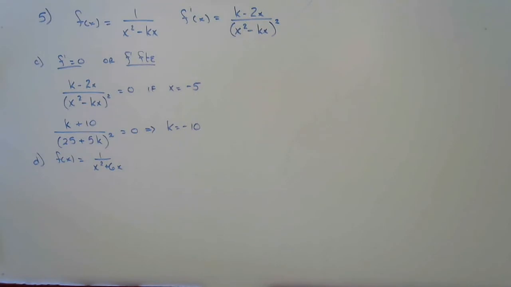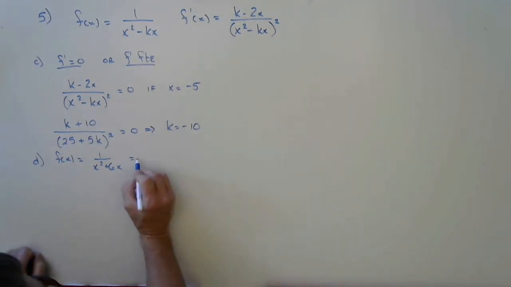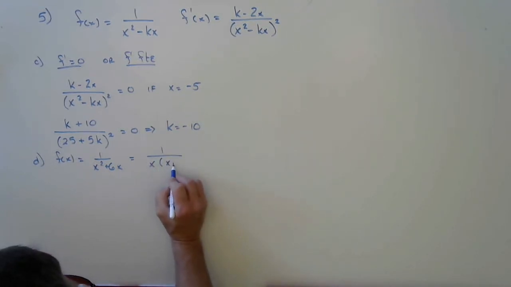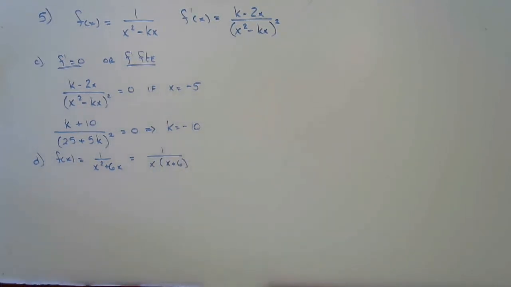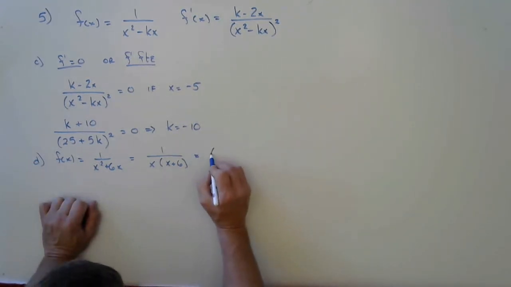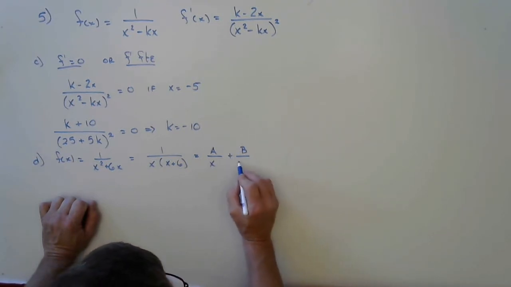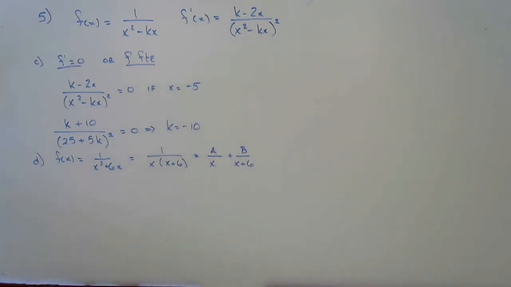So we know what to do, right? We're going to factor this, and so when we factor this, we're going to get 1 over x times x plus 6, right? And now we rewrite this. These are both linear, so we rewrite this as a over x plus b over x plus 6, right? That's what we do. And what do we know this is supposed to equal? Well, where are we going to go from here?